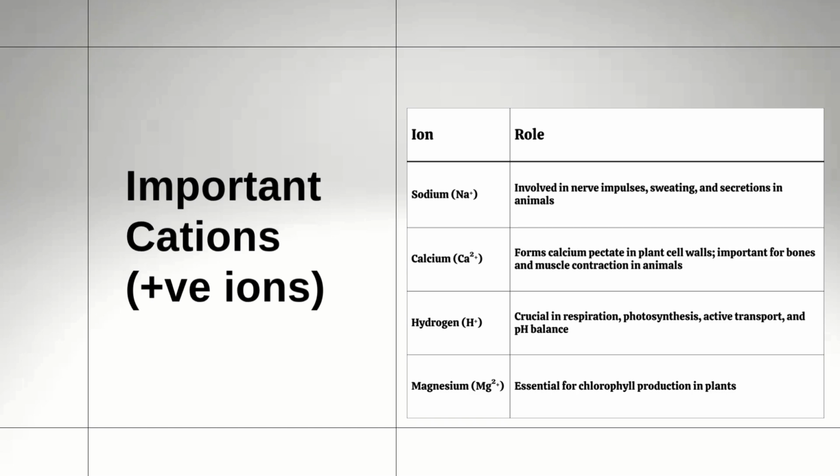Calcium also plays a role in strengthening bones and teeth. Magnesium ions. Magnesium is a key component of chlorophyll in plants, which is essential for photosynthesis. It also acts as a cofactor for many enzymes. Hydrogen ions.